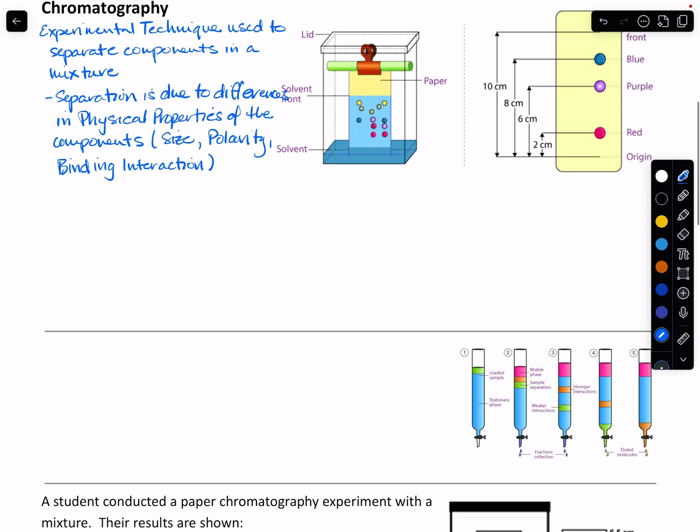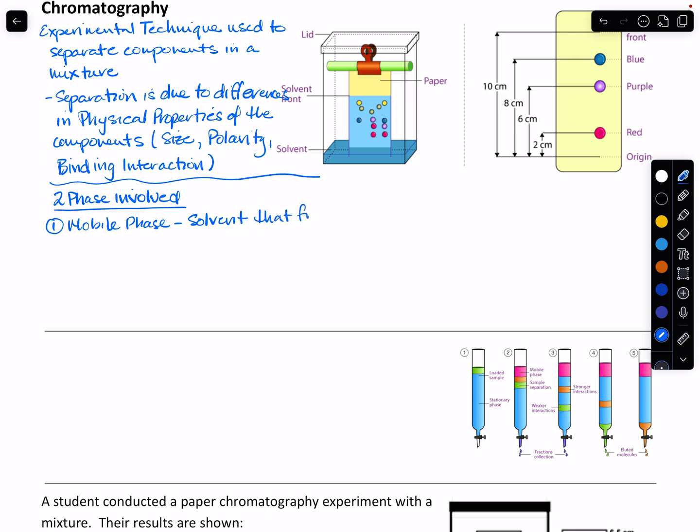All right. Now, the experiment itself, there are two phases involved. The first phase is called the mobile phase. This is a solvent that flows and carries the mixture. It's important that you choose your mobile phase based on what your components are as well.